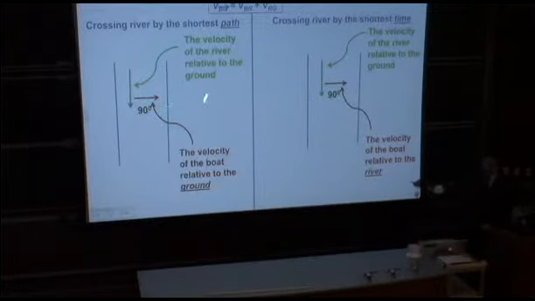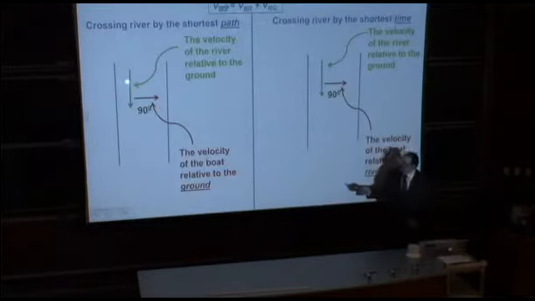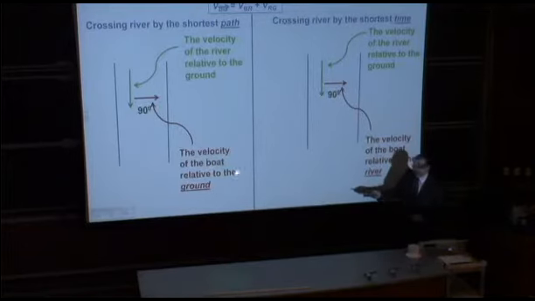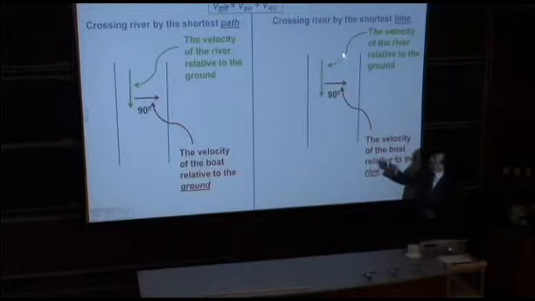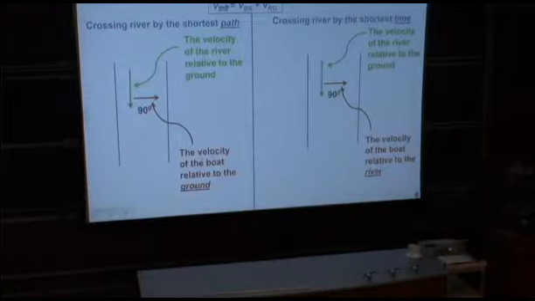The boat crossing the river by the shortest path, the boat crossing the river by the shortest time. In both situations, we have the same velocity of the stream relative to the ground. In both situations, we have an arrow perpendicular to the stream, which represents the velocity of the boat. But, depending on the case, it represents different velocity. When we go by the shortest path, this arrow represents the velocity of the boat relative to the ground. By the shortest time, this arrow represents the velocity of the boat relative to river.